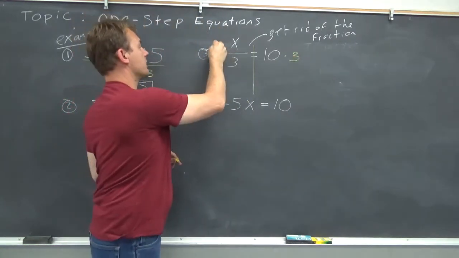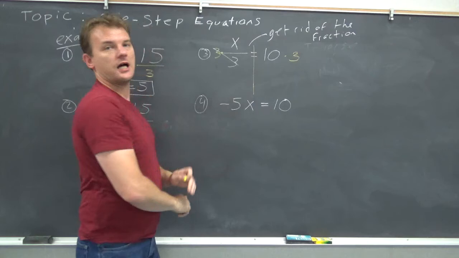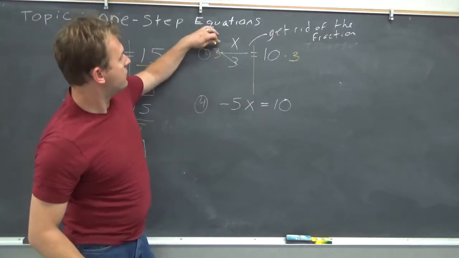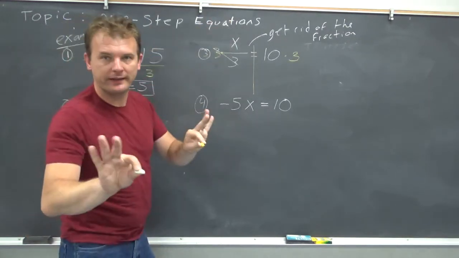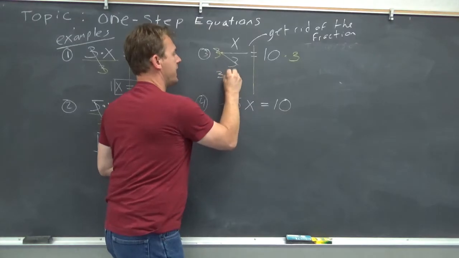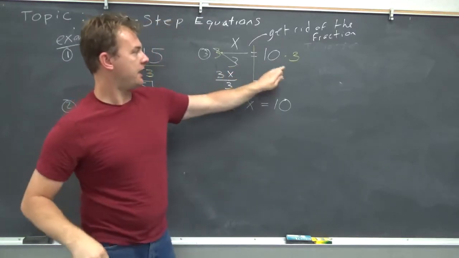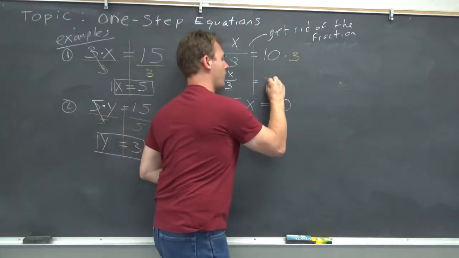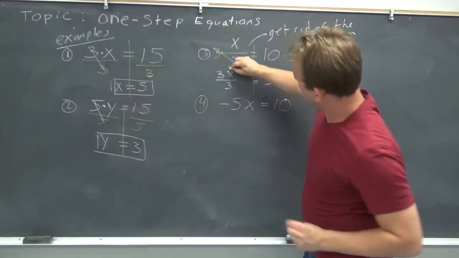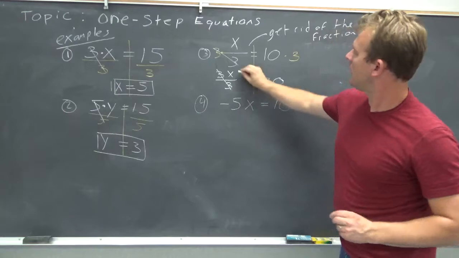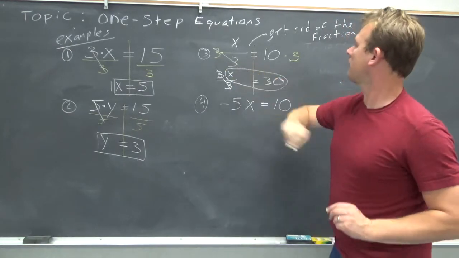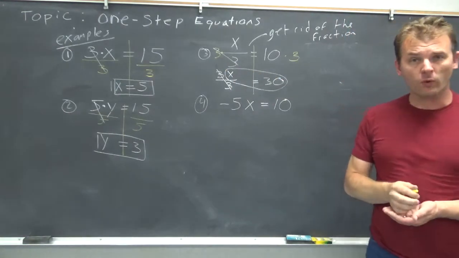Well then, guess what? Those cross out. Because this is 3x. So let me make this little step here. This is technically 3x over 3 equals that. And what's 10 times 3? 30. So you have it like that. Well, the 3's go away. And that's what you get there. Okay?